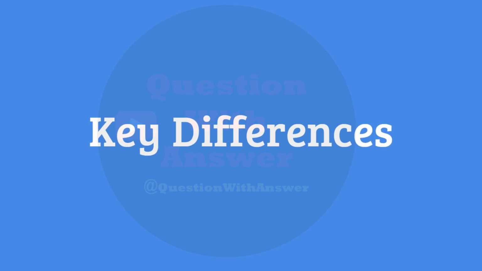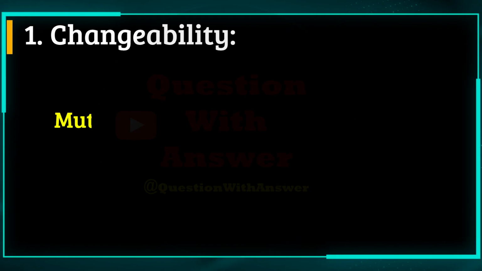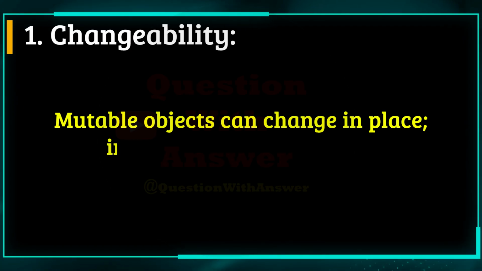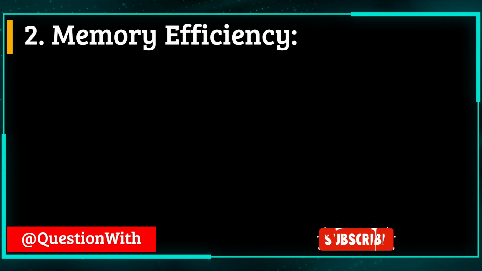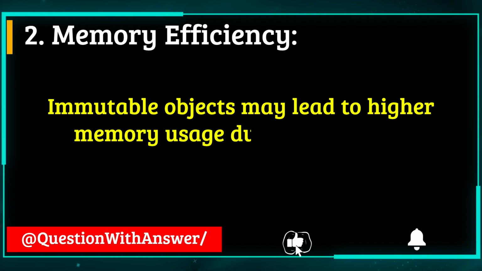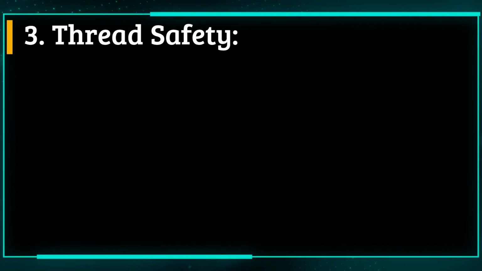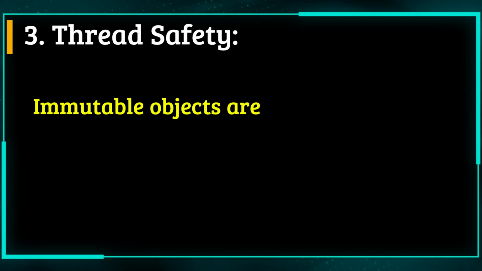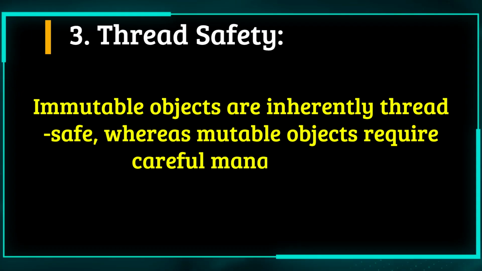Key differences. 1. Changeability. Mutable objects can change in place, immutable objects cannot. 2. Memory efficiency. Immutable objects may lead to higher memory usage due to new object creation. 3. Thread safety. Immutable objects are inherently thread-safe, whereas mutable objects require careful management.